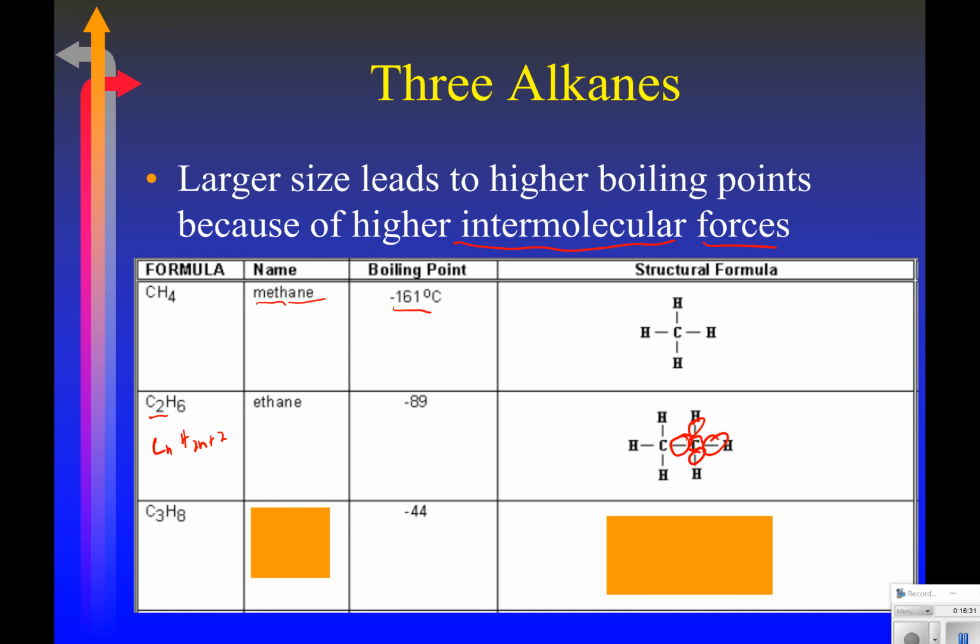Now the third one here, C3H8, there's three carbons. The prefix for that is prop, and it fits the general formula for an alkane, so this is propane. Boiling point continuing to rise. It's almost twice as high as ethane, and it's a bigger molecule. Prop meaning three carbons, part of the alkane family. So therefore it's all single bonds, and the remaining bonds are filled with hydrogens.